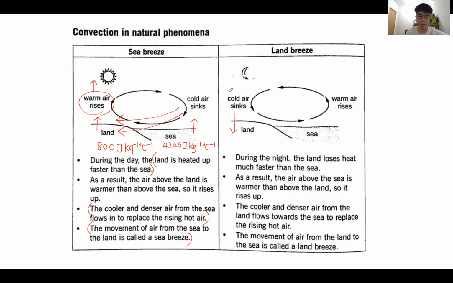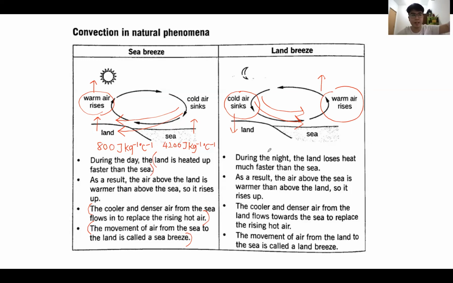So what happened? The air above the land cools down faster, right? It cools down faster because the release of heat is faster. So the air above the sea cools down slower. So you get warm air here. Warm air rises, cold air fills in the gap. So you get wind blowing from the land towards the sea.